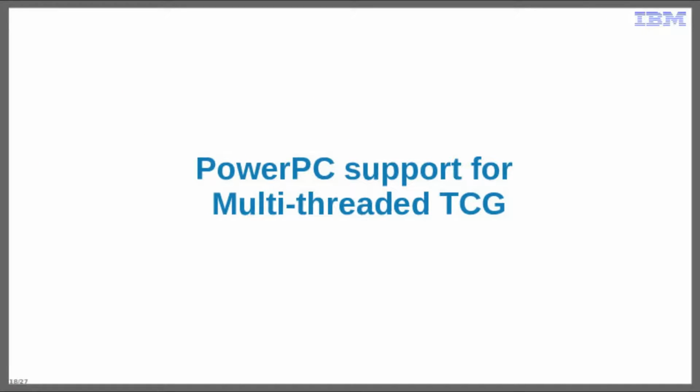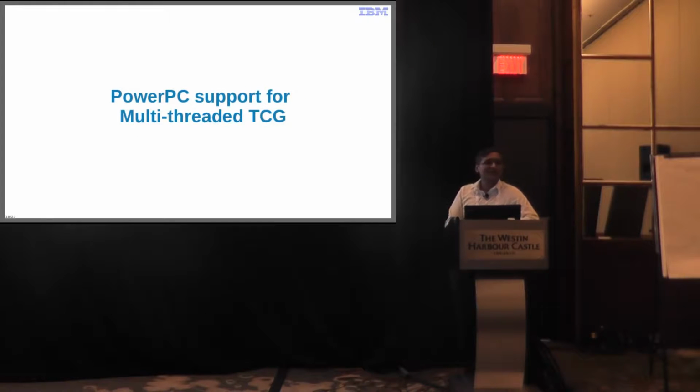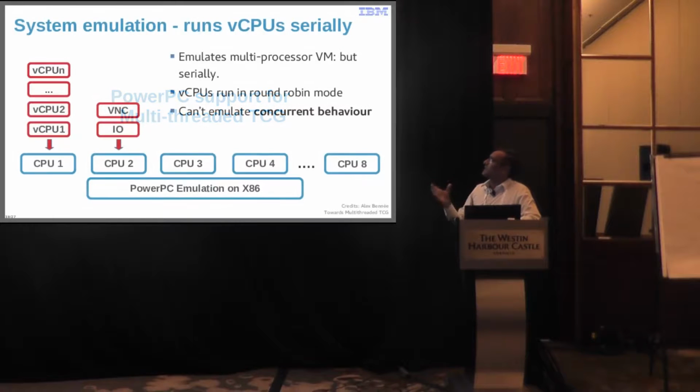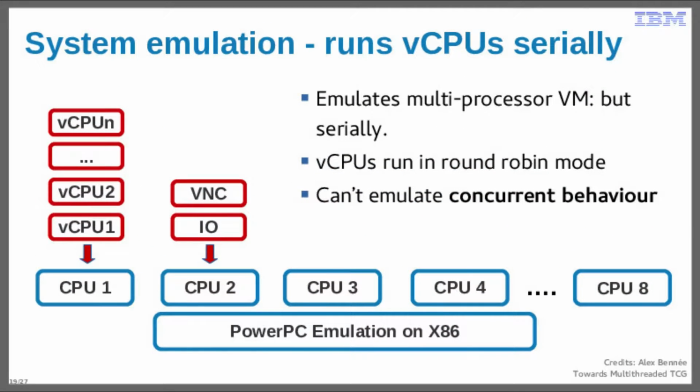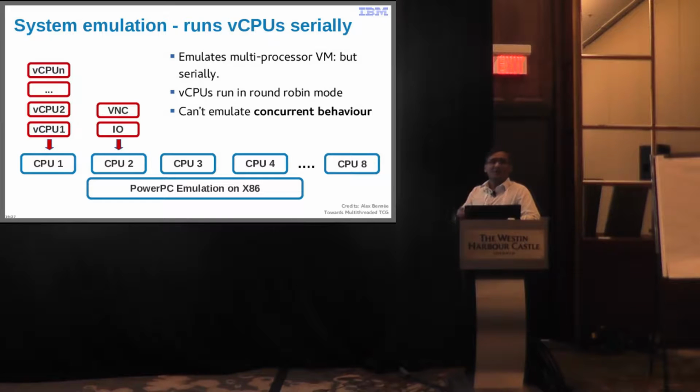So this is something that I tried. There are patches floating around. Alex Bennée had some enablement for multi-threaded TCG, and I thought let us give it a try. To explain how current system emulation works, we run multiprocessor. We can actually start a guest with multiple CPUs, but all the vCPUs are going to run serially, and the emulation would happen serially. So we cannot do concurrent emulation.